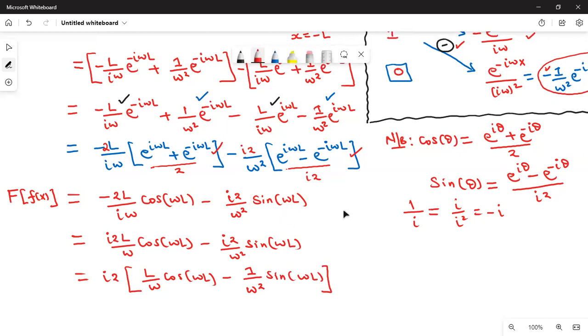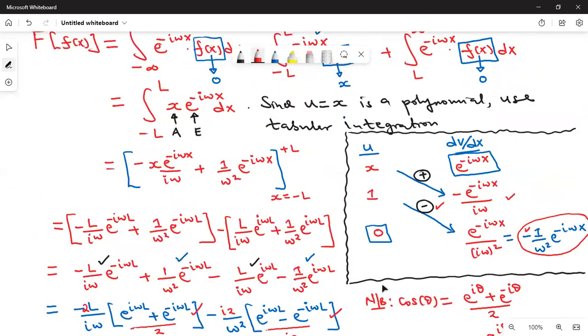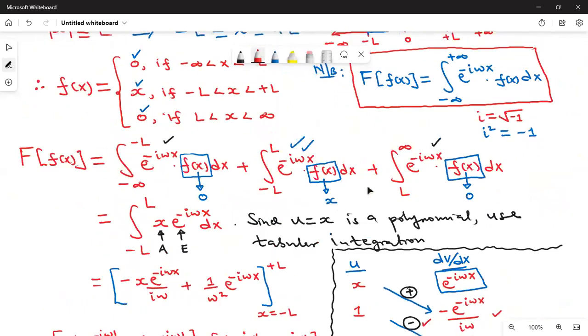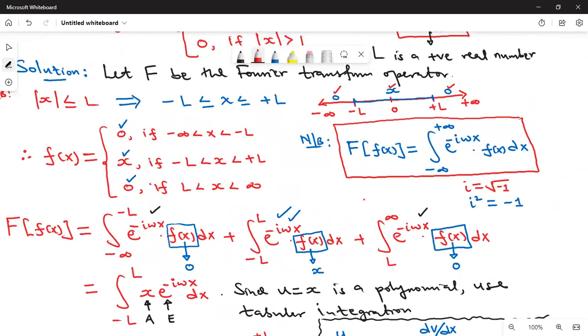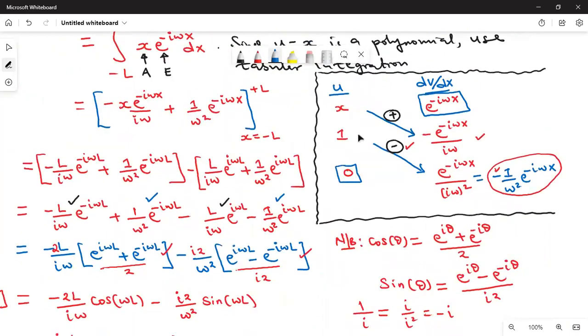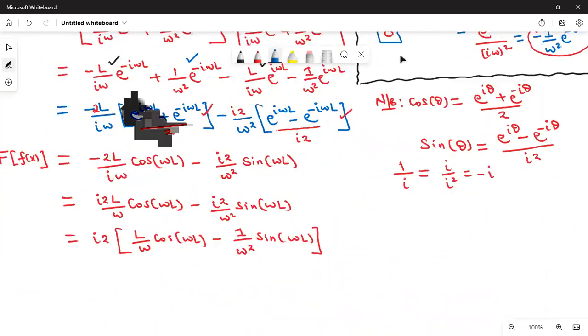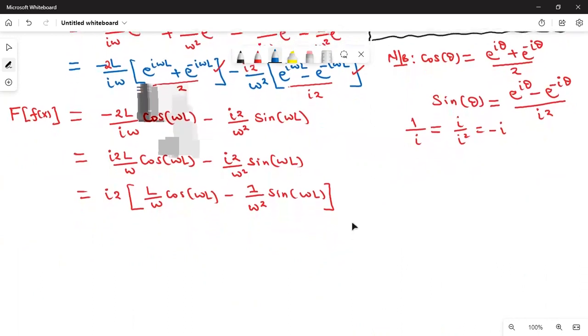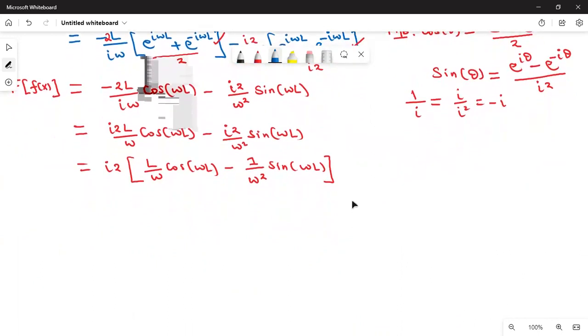This thing here is usually called complex Fourier transform. Look at our definition of the Fourier transform where we started. It is the Fourier transform. Usually we call it the complex form of the Fourier transform of a function f of x. So our answer is a complex number, which is a function of omega. Remember, L is a constant, is any real number.